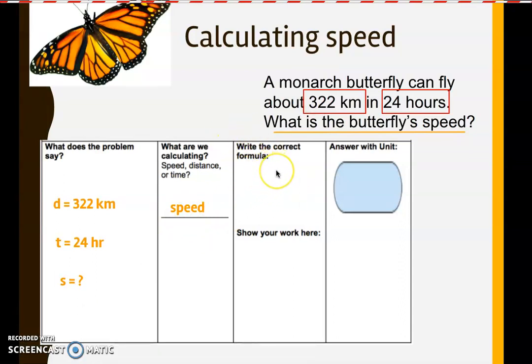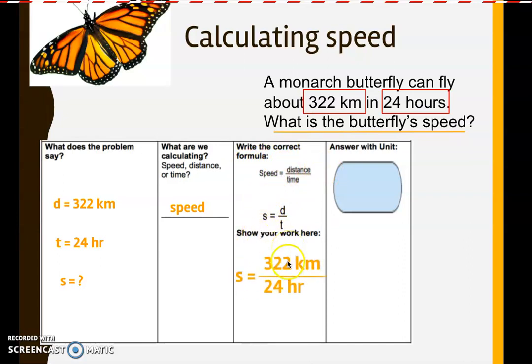Then we're going to write our formula, either in words, so speed is equal to distance divided by time, or in letters, S equals D divided by T. I tend to do this because I'm a little bit lazy. This one works okay too. But you do want to make sure that you write down which formula you're using.